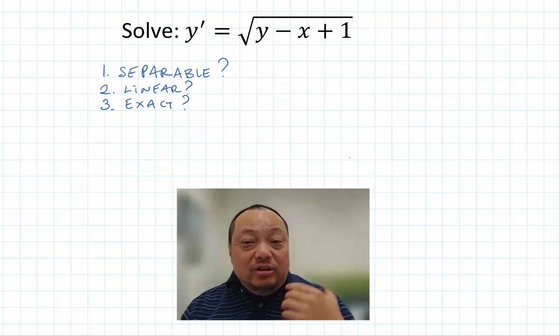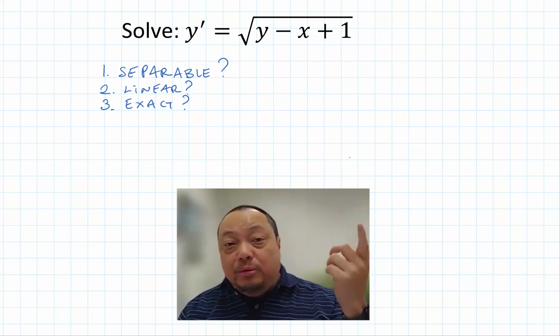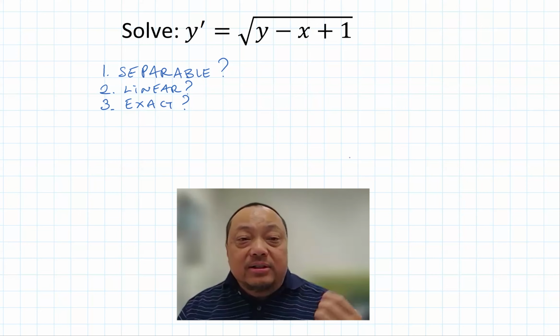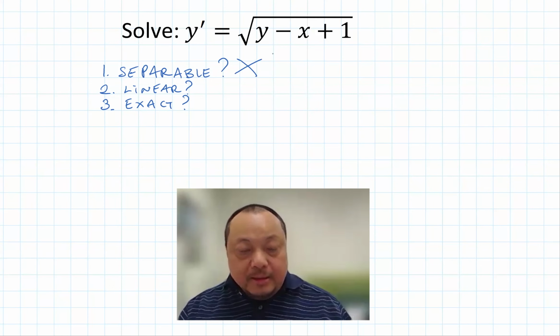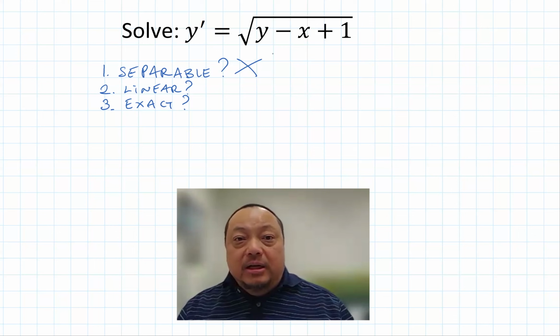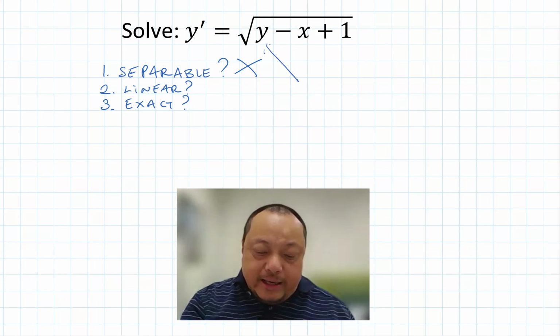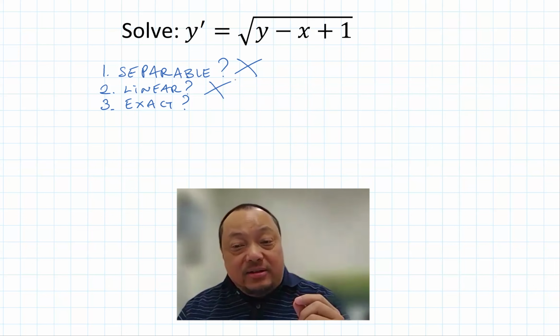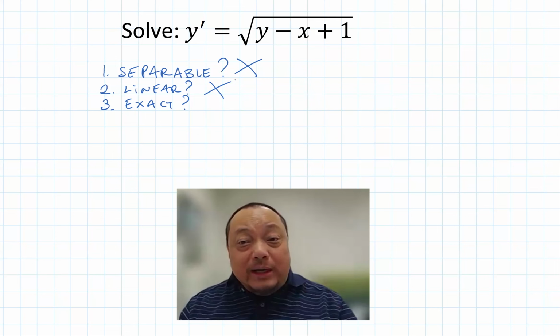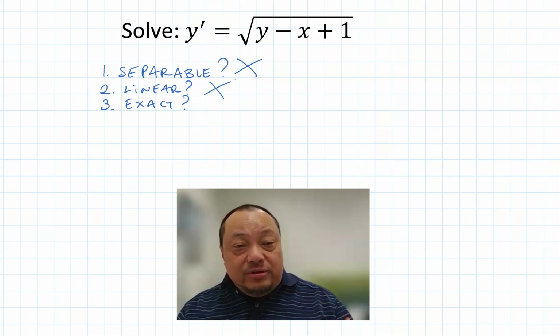You look at it and you spend a couple seconds doing algebra in your head, and you realize, no, there's no way I can get that done. So it's not separable. Is it linear? No, it's not linear. It has y in the square root. Is it exact? This one, at least at the beginning, it may take you some time to figure out.